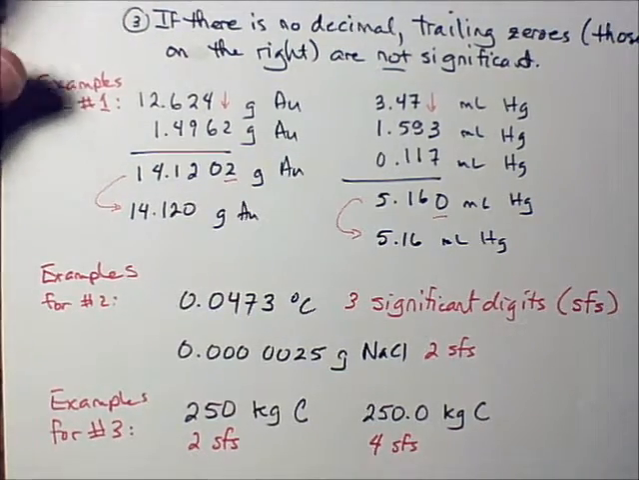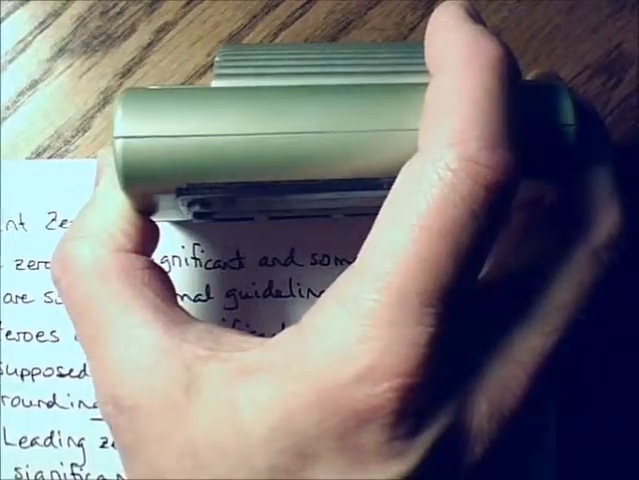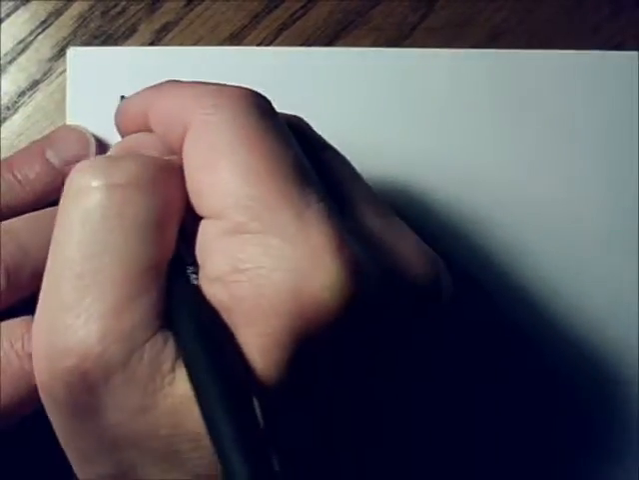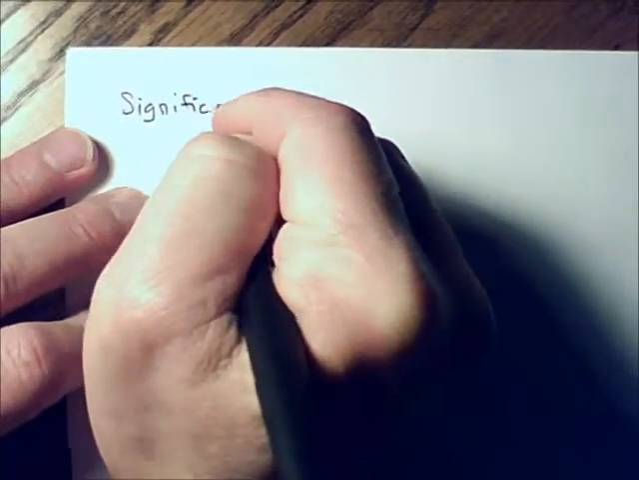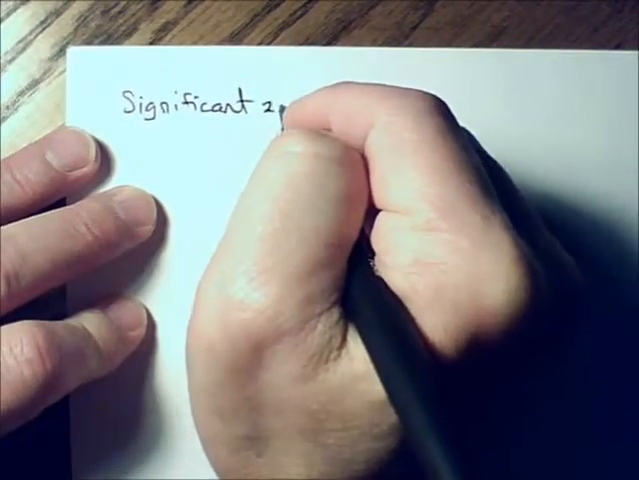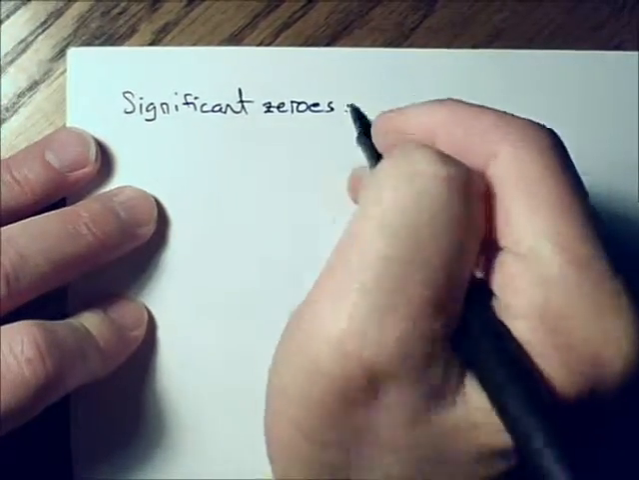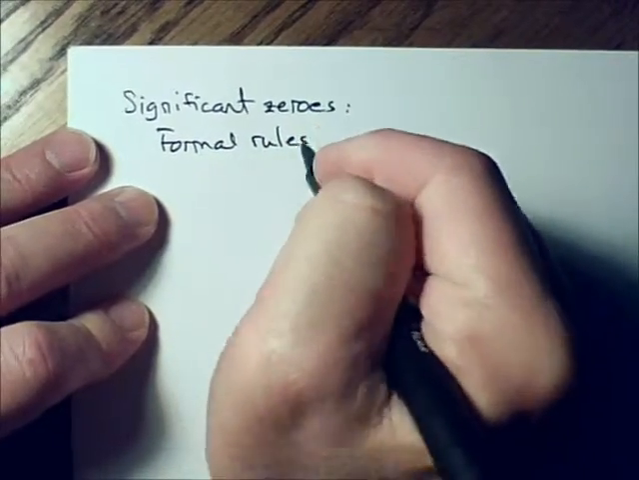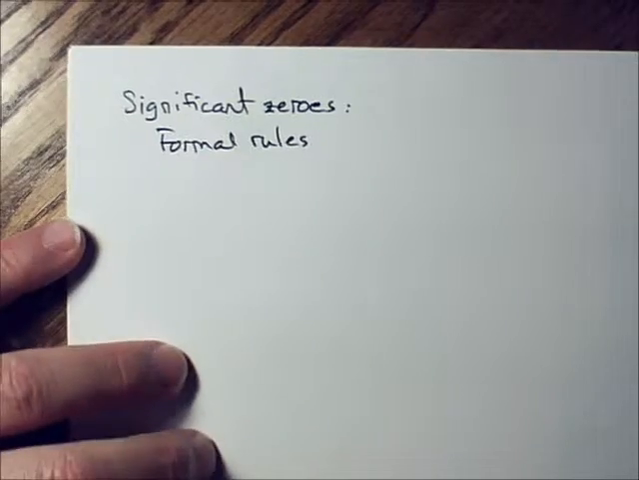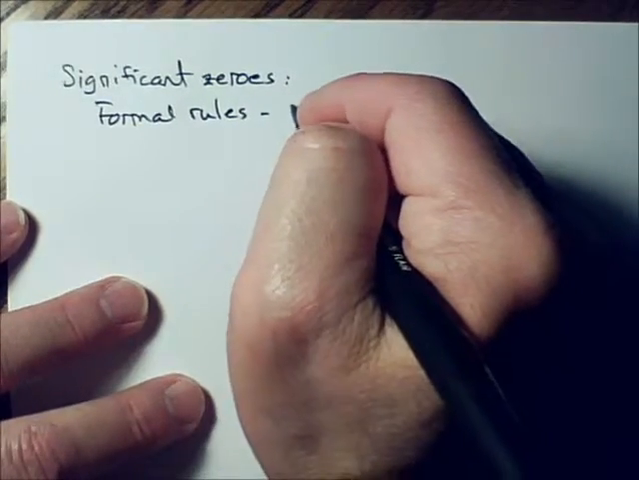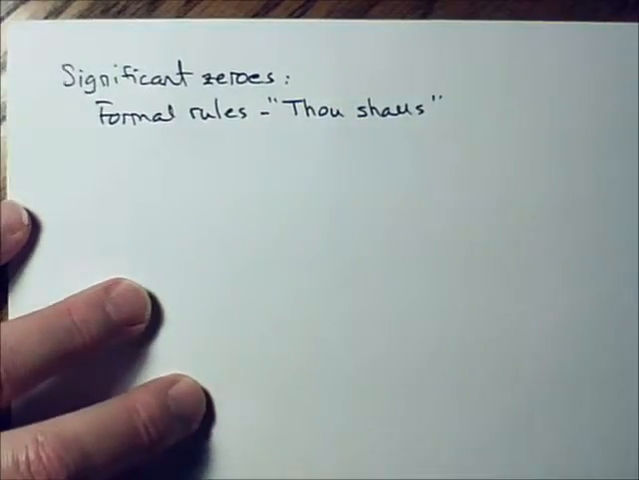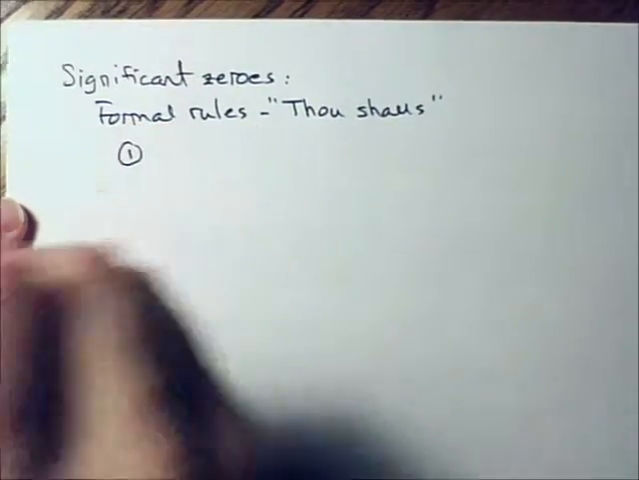All right then, everybody got that written down? Okay, so let's go and look at the formal rules then, okay? I find these informal ones easier to remember and use. You might like the formal rules, okay? So significant zeros here. So here's the formal rules. These are the thou shalls. Okay. All right.